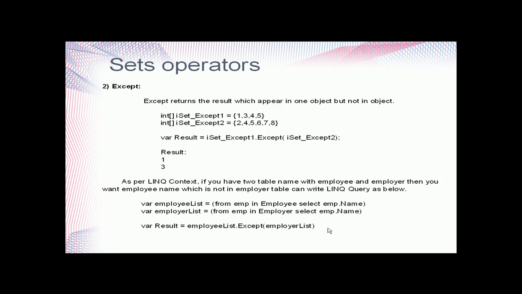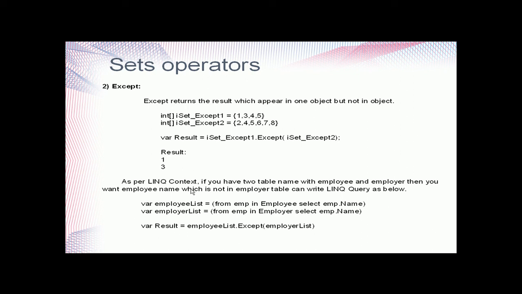Now second is except. Except returns the results which appear in one object but not in another object. Here I have taken two integer arrays, and if you use except, I write the first integer array, then except, and pass the second integer array. So the result will be 1, 3, which are not in the second array. The common elements which are in both the arrays will be removed. It will get only the values that are only in the first array.